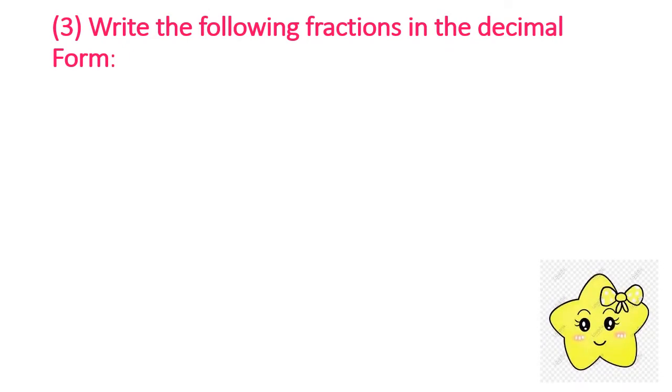Number 3. Write the following fractions in decimal form, or convert a fraction to decimal form. To convert a fraction to decimal form, the denominator must be 10, 100, 1000, 10,000. Okay, it must be 10 to convert to decimal. A. 6 and 5 over 10. Put 6 in the whole number and put 5 in tenths, after one decimal place.